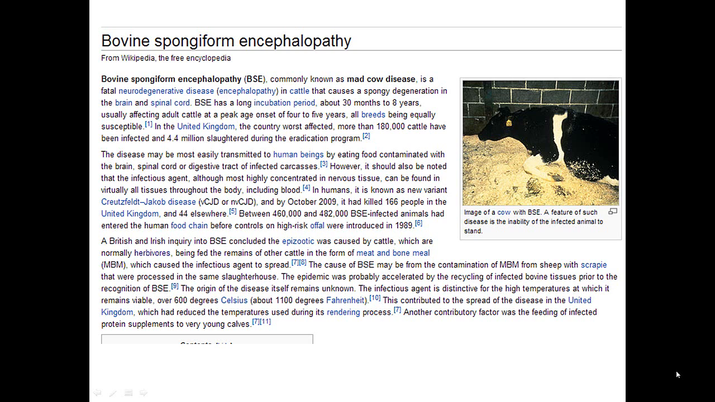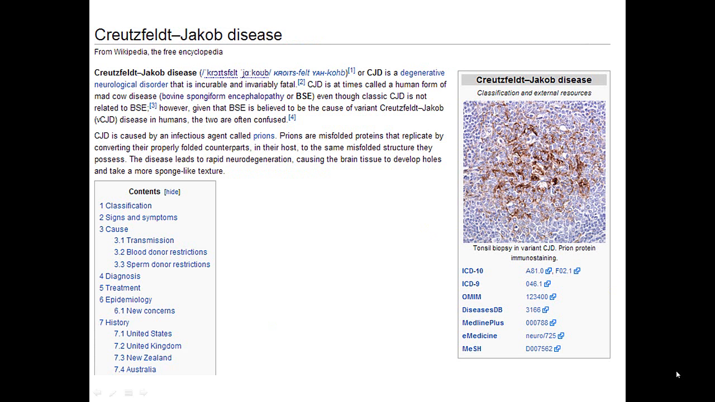It's disgusting. So if you get this prion from mad cow, it can lead to Creutzfeldt-Jakob disease, which is the version of it in humans, and it leads to neurodegeneration, which means your brain breaks down. As you can see on the Wikipedia page here, it says it causes the brain to develop holes and take on a more sponge-like texture.